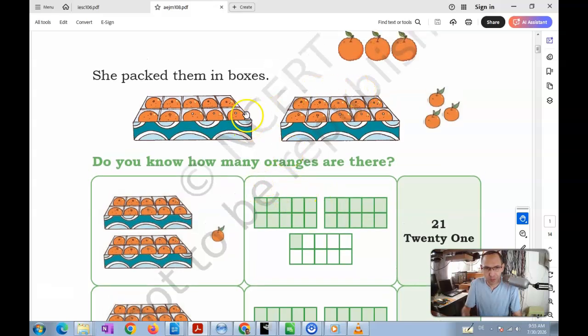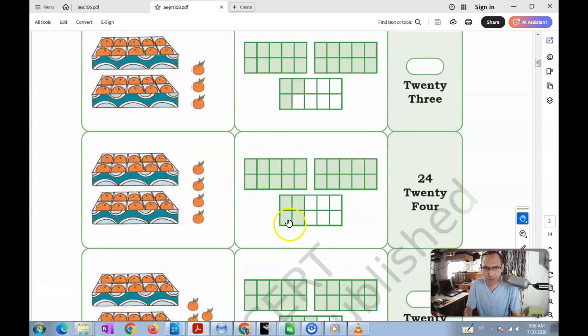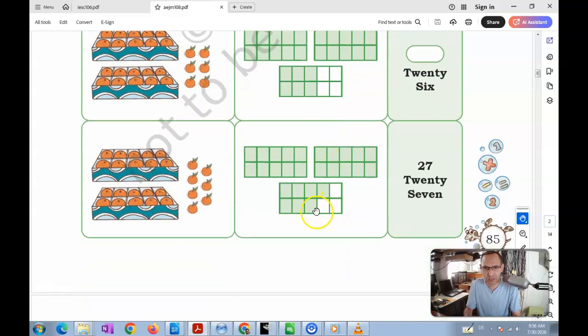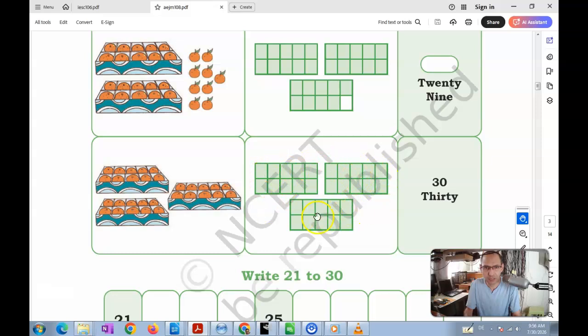Now these boxes we can represent as grids, and each grid contains 10 subgrids. So you have one grid over here, another grid over here, so each of them represents a 10. So that's a 10, a 20, and in this grid only there is one shaded subgrid, which means that then you have 21, then a 22, then a 23, then a 24, then a 25, then a 26 and 27 and 28, 29, and then 30 would be 3 complete boxes, or 3 complete grids.